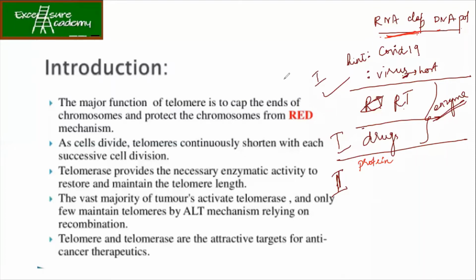The sliding clamp in the case of eukaryotes is PCNA, which is a different part. It is not part of any DNA polymerase or telomerase. Telomerase comes at the end of the replication, so there is no question of having the sliding clamp. What else?